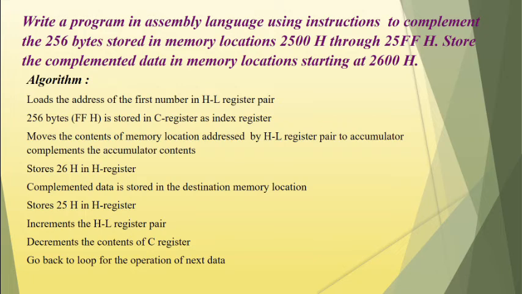So let us see what the algorithm is. First we load the first address into the HL register pair, because the HL register is the pointer to the memory. Next, this count of 256 bytes, that is FFH, is to be stored in the C register as an index register, or what we call a count. Thereafter we need to move the contents of the memory addressed by the HL register to the accumulator, complement the contents of the accumulator, and store 26H in the H register, so that we can move the complemented data into the destination memory of 2600.